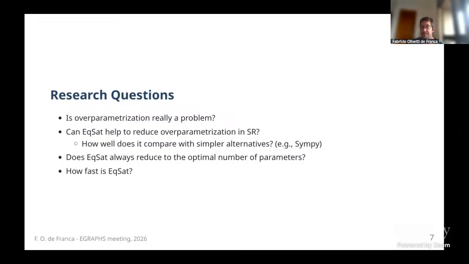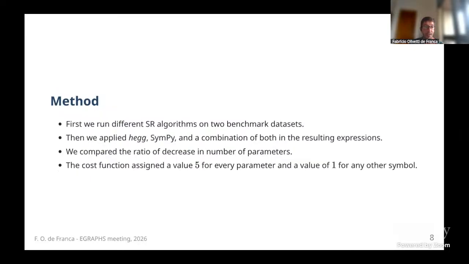So we tested the simplification of SymPy to see how well it fares against equality saturation, and also how fast it is to apply equality saturation, so that it's feasible to apply it to a set of different expressions. What we did here was pick a bunch of different symbolic regression algorithms and run them on 2 different benchmark data sets.